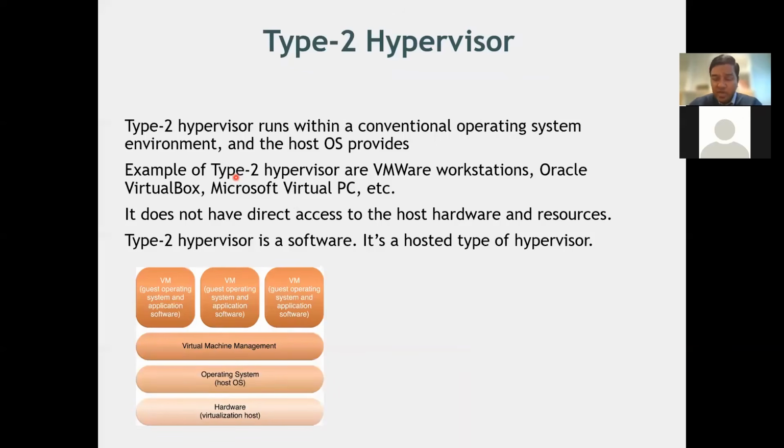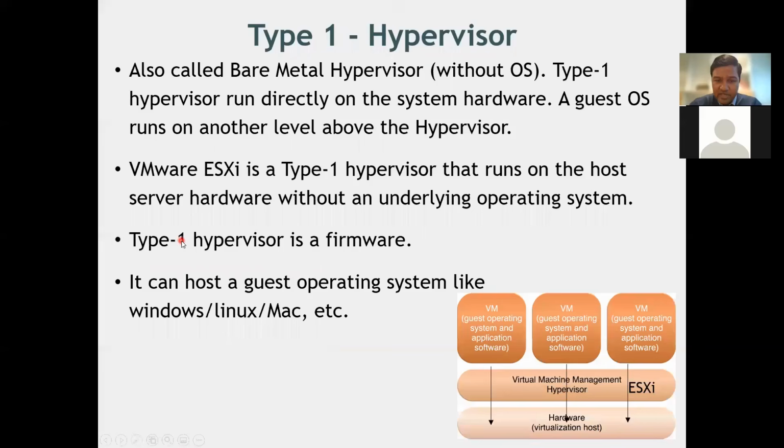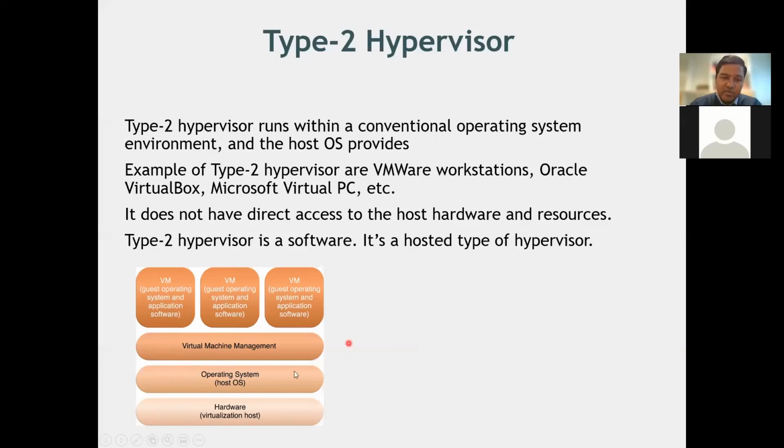Now, how is the type 2 hypervisor different? If we compare the figure, hardware is there, the hypervisor is installed on top, and then the VMs are created. But in the type 2 hypervisor, you have hardware, which is a virtualization host. On top, you have an operating system. Like if I want to virtualize my laptop, it will have a Windows, Linux or Mac operating system, which is the host operating system.